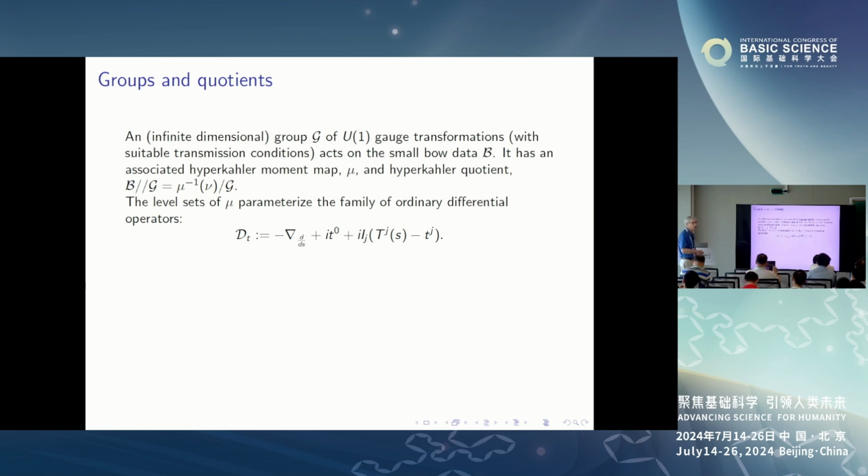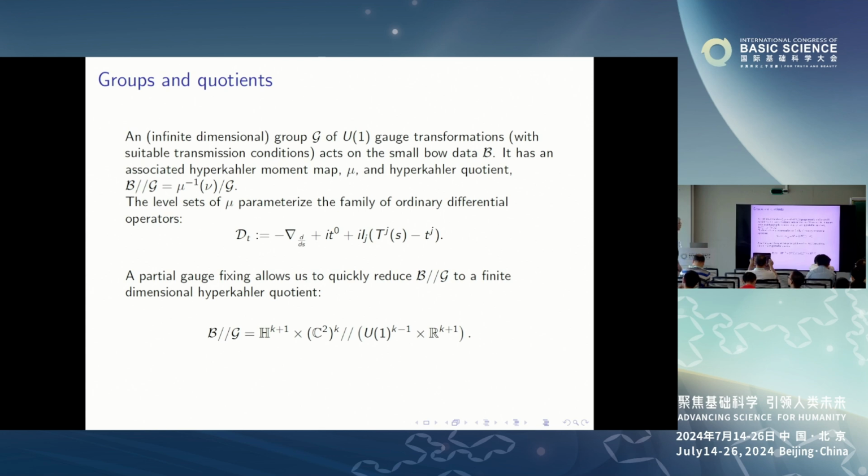This is twisting data, so we can take the Dirac operator we had before and now modify it by our small bow data, and we get a new T-parameter family of Dirac operators, minus nabla DDS. Did I forget my minus previously? Plus i t naught plus, again, we just shift the previous Nahm data by our T_j's.